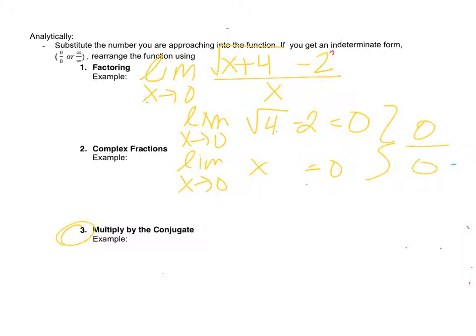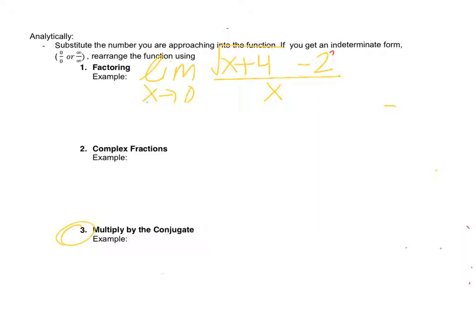If this is a free response question, I'm going to prove it just like this, and then I'm going to continue. If it's not a free response question, I'm saying, okay, 0 over 0, move on, do something about it. So we're going to multiply by the conjugate. The conjugate just means the opposite, right? So let's multiply. What's the opposite of square root of x plus 4 minus 2? It would be the square root of x plus 4 plus 2. And I'm going to multiply top and bottom by the same thing.